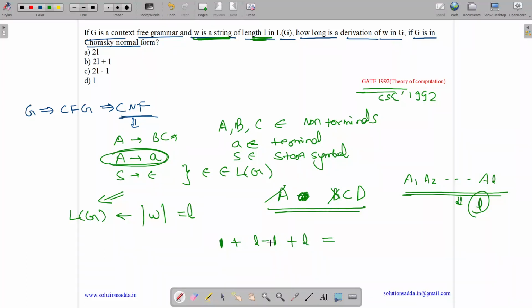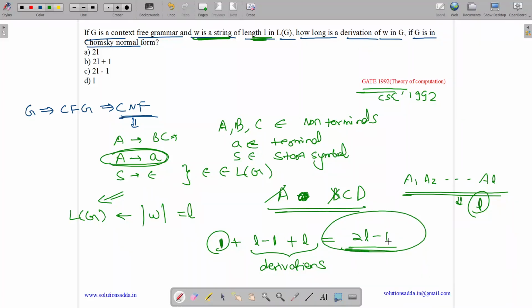So what is the total length? This was initial, and these many derivations we have done. So what is the length of derivation? It's L plus L, 2L minus 1. So we have 2L minus 1 length of the derivation of W in G. So answer is option C.